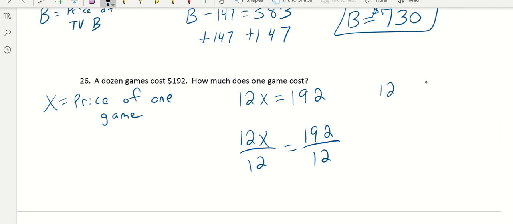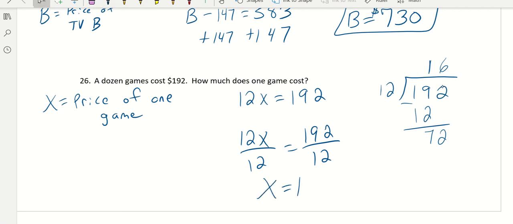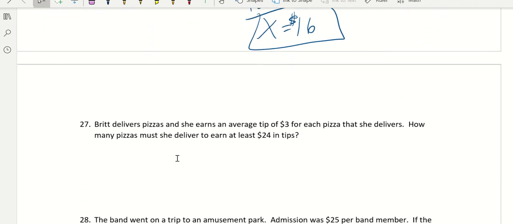Let's do some long division. 12 goes into 19 how many times? One time. 12 multiplied by 1 is 12. 19 minus 12 is 7. Bring down the 2. This is going to be 6. So one game cost $16. There we go. Is that the end? Nope, a couple more.